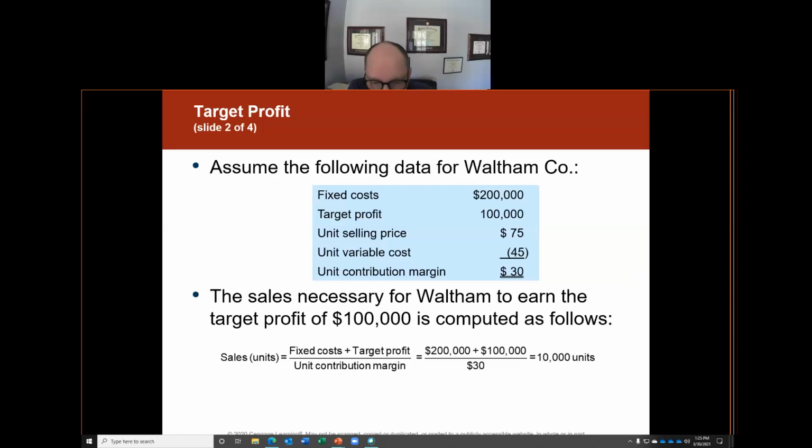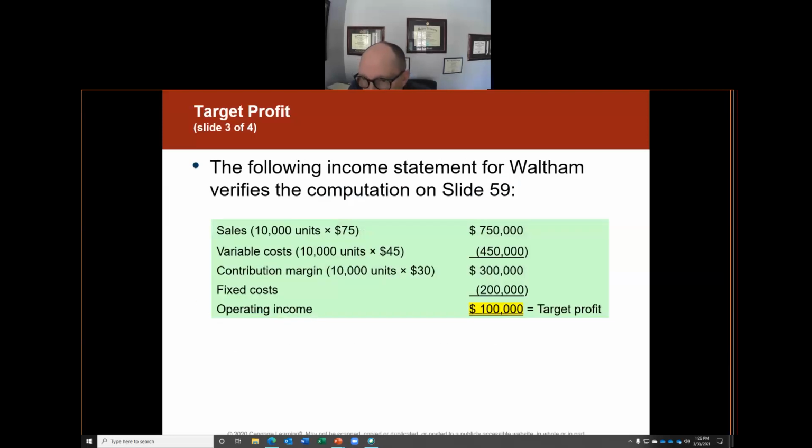So, using my formula, I take my 200,000 fixed cost plus my target profit of 100,000 divided by unit contribution margin of 30. That means I need to sell 10,000 units in order to achieve a target profit of $100,000. Here's how it looks on your income statement. Sales minus variable cost equals contribution margin minus fixed cost equals an operating income of 100,000. The operating income of 100,000 is your target profit.